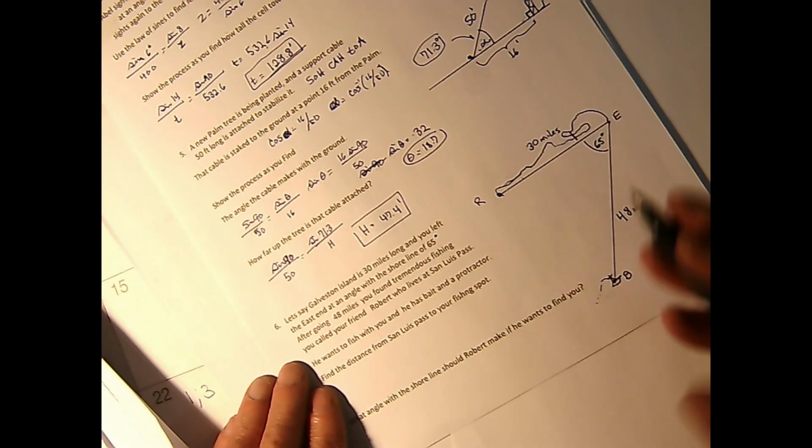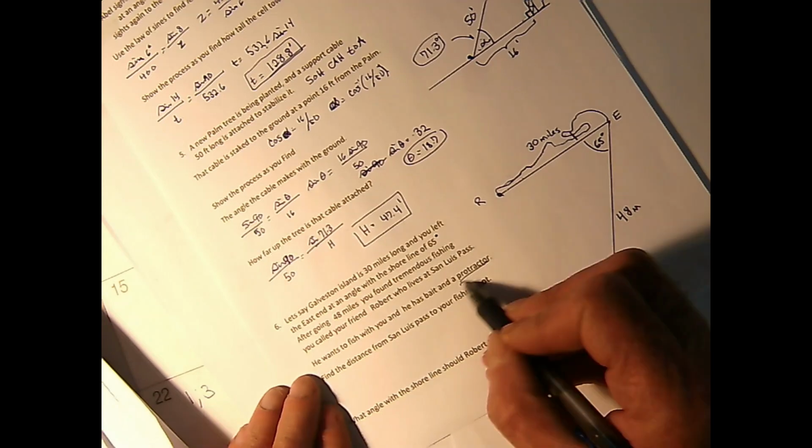He's got a nice boat. He said, man, I want to go fishing with you. He wants to go fishing with you, and he has bait, and he has a protractor. He was in your geometry class. He said, let me find a way to get out there. I want to come fish with you. You need to find the distance from San Luis Pass to your fishing spot.